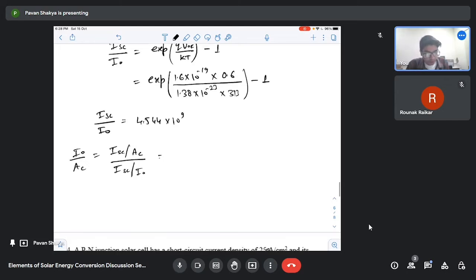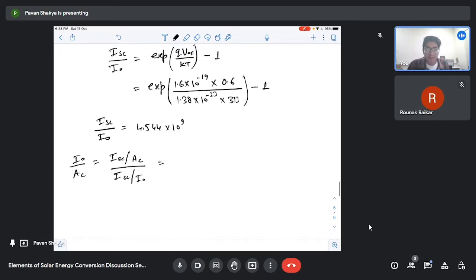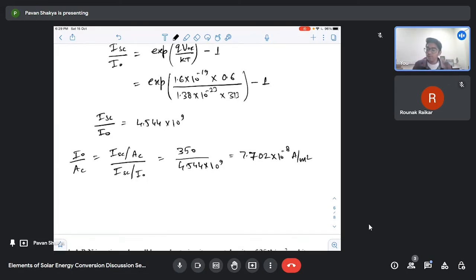Okay. Now we have the value for this ISC by AC, that is given as 350, and we have solved for this ISC by I naught, that is 4.544 into 10 to the power 9. So this value will come out as 7.702 into 10 to the power minus 8 ampere per meter square. Okay, now we have the value for this I naught.